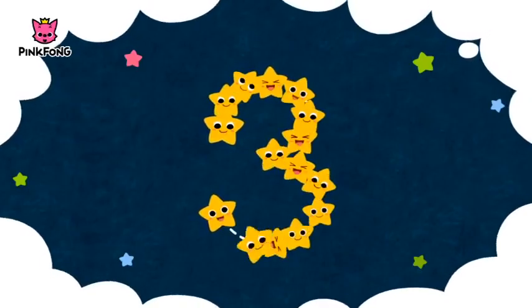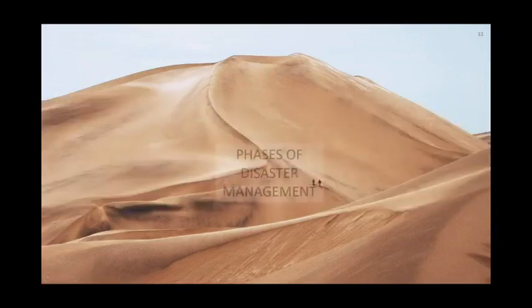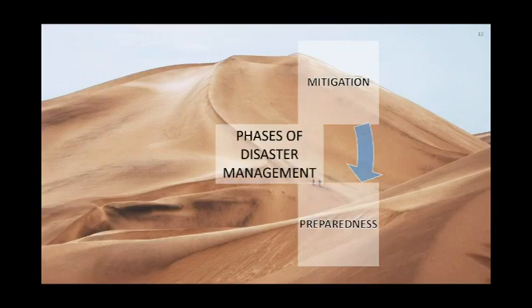Number 3. What are the phases of disaster management? It can be divided into 4 phases. The first one is mitigation. The second one is preparedness. These two are a period before a disaster happens, also known as pre-disaster phase.